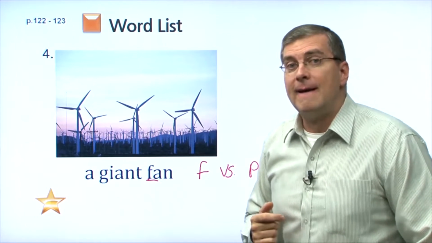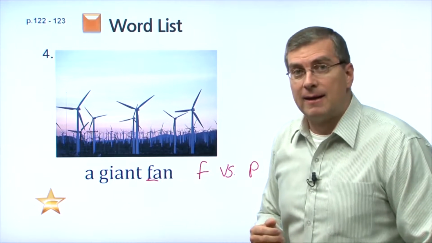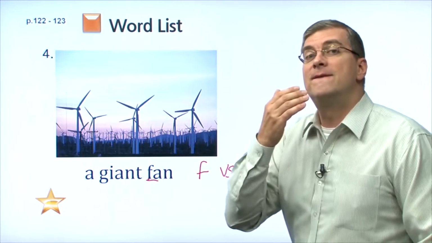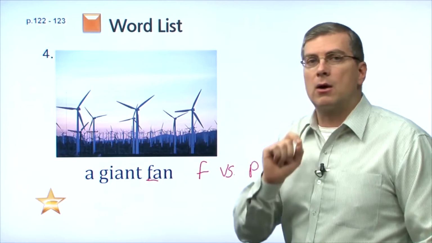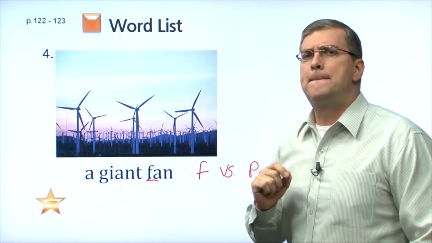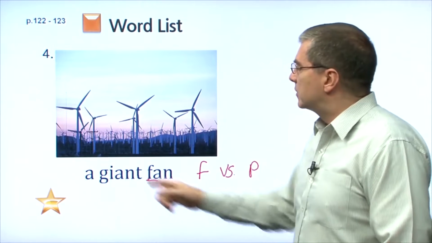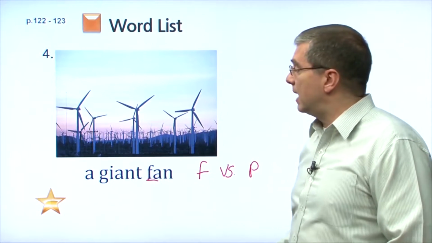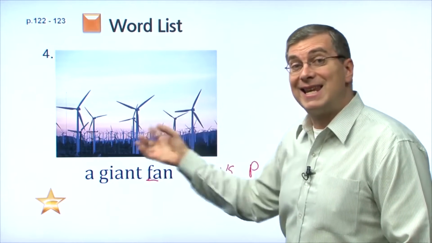F. F. So we have fan. Fan. Let the air flow through your teeth. Fan. Okay? So P, there's no air going through. Your lips are closed tight. P. And then you release it powerfully. Okay? So a giant fan. What is a giant fan? This is also where we can get electricity.